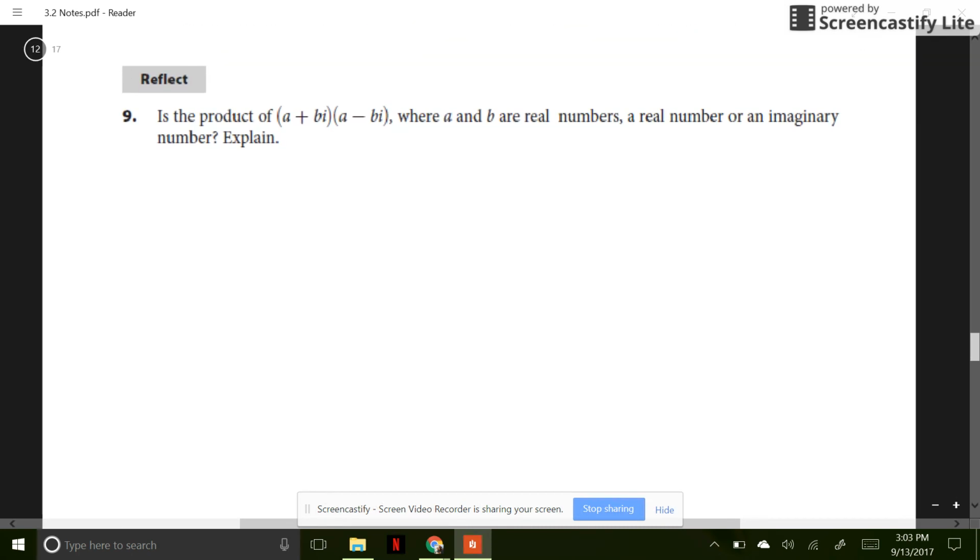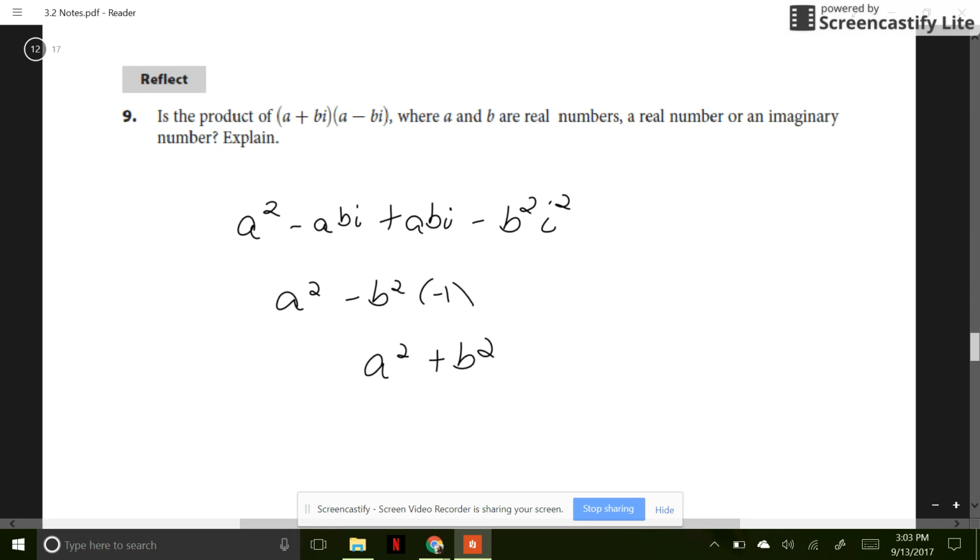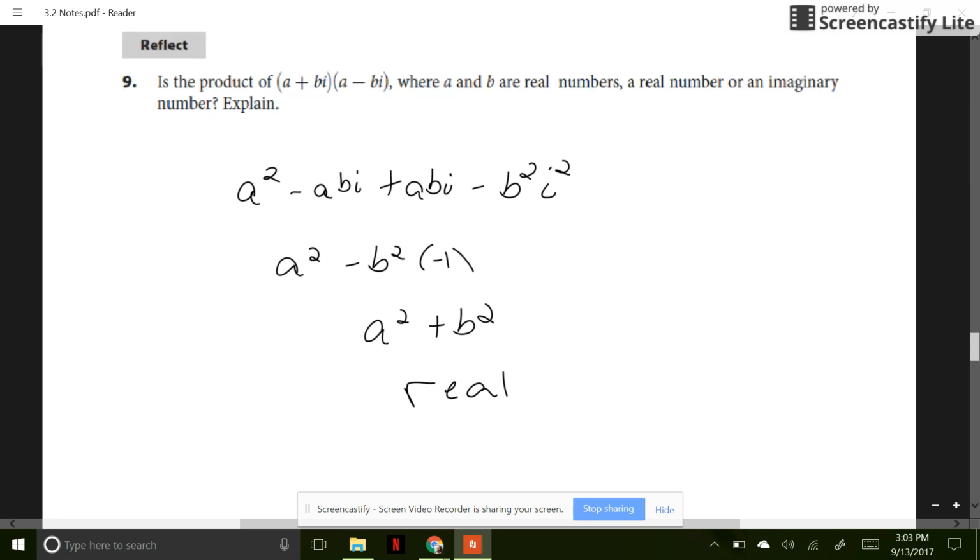So is the product here a real number or an imaginary number? Let's take a look. So our first terms, a times a gets us a squared. Outside terms get us -abi. Inside terms would get us positive abi. And then the last terms would get -b squared i squared. Well, our middle terms are going to cancel out. Our i squared is going to be the same thing as -1. Our answer will get a squared plus b squared. So since those are both real numbers, we will just get a real solution.